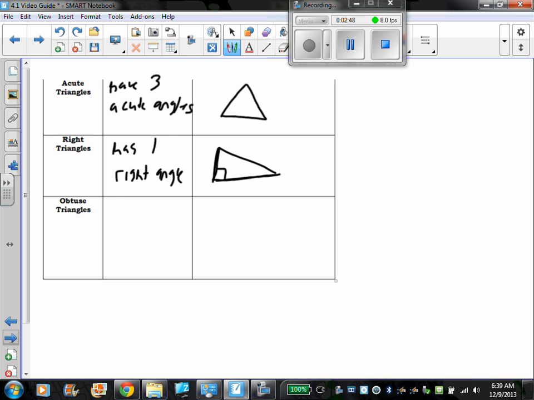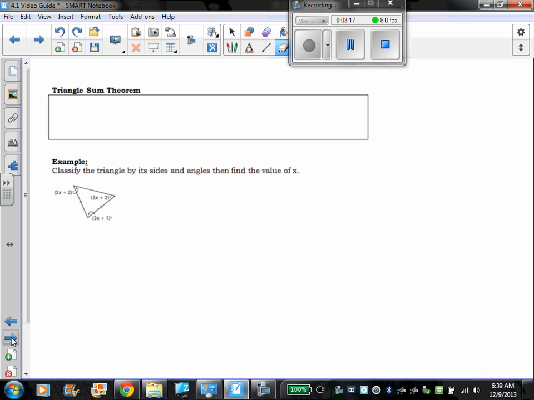And then we have our obtuse triangles, which has 1 obtuse angle. So that's going to look something like this, where the angle I'm labeling right now has a measure of over 90 degrees. And that's what makes it obtuse. So, I sped through that part because we've seen that pretty recently. And we will move on to a few theorems.